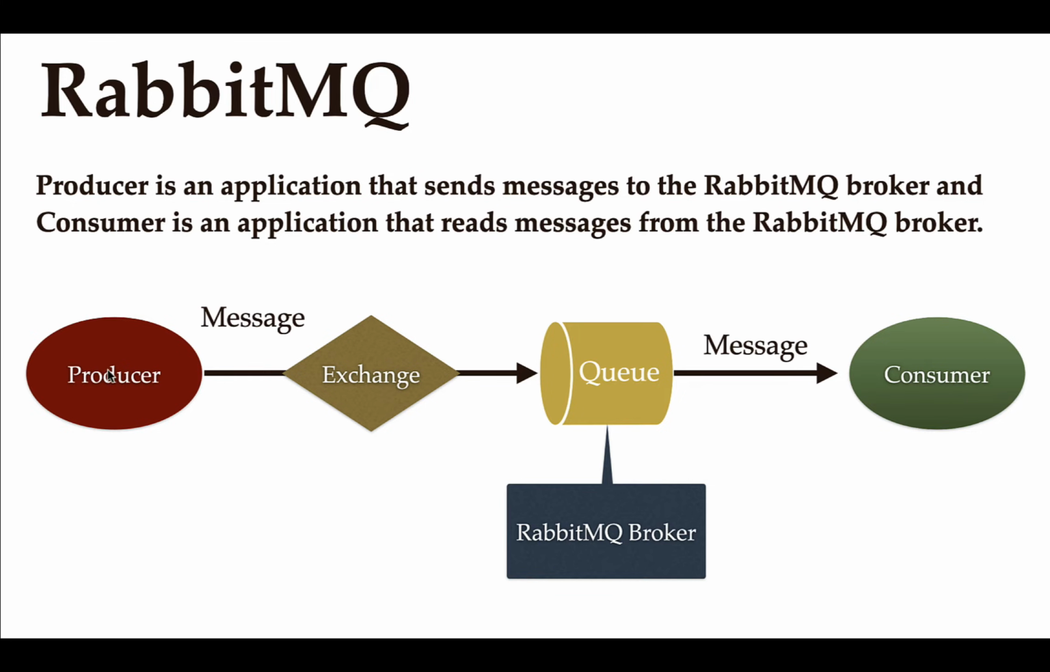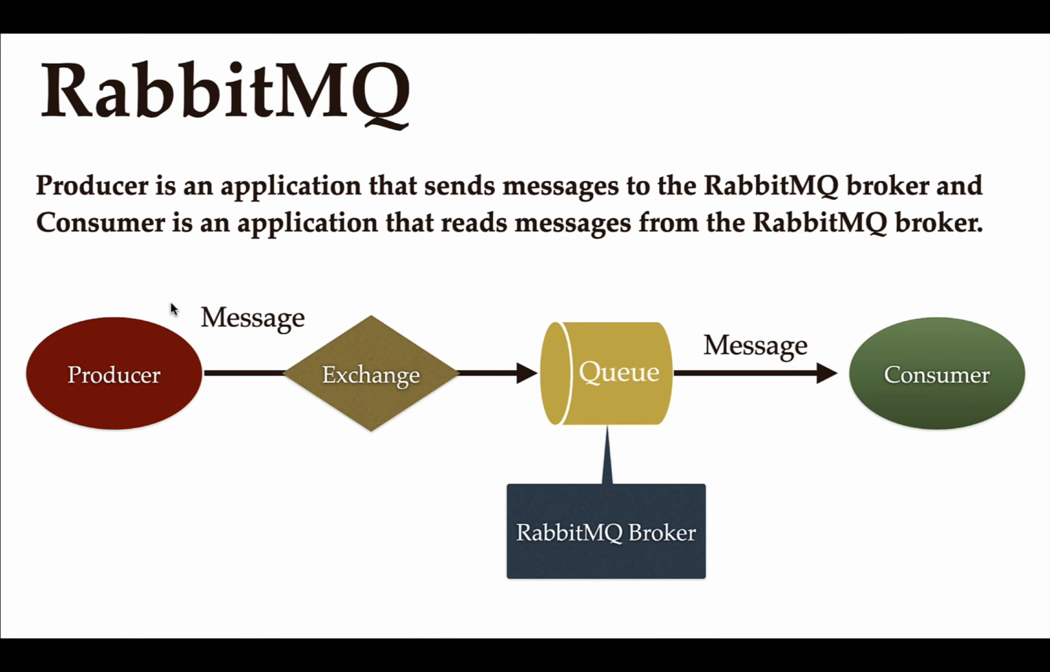Producer basically produces the message and sends that message to the exchange, and then exchange will use that message along with some setup rules to route that message to the queue, and then consumer will consume that message from the queue. So exchange and queue are the two components which are part of RabbitMQ broker, but producer and consumer can be different applications.